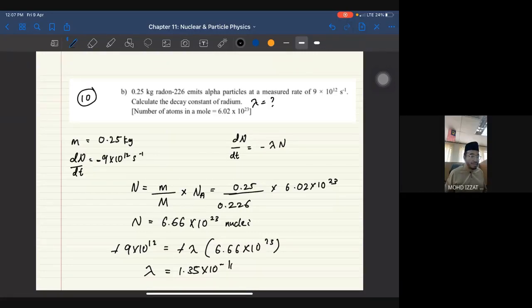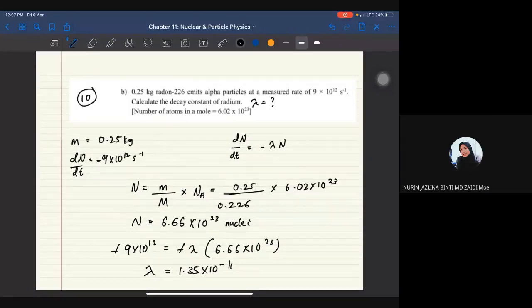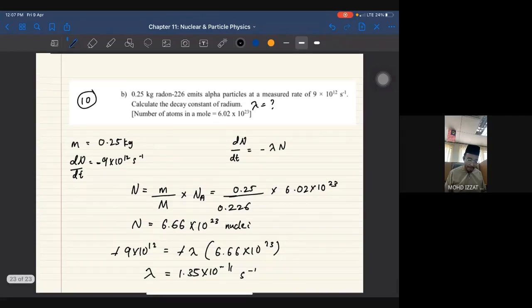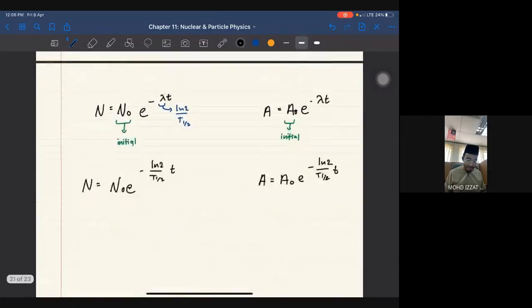What is the unit for this one? BQ. Okay, BQ tu biasa kita pakai untuk A ataupun dn over dt. Kalau lambda kita pakai per second. Memang benda yang lebih kurang sama, cuma kita tak pakai untuk tu. You guys okay? Okay, sir.